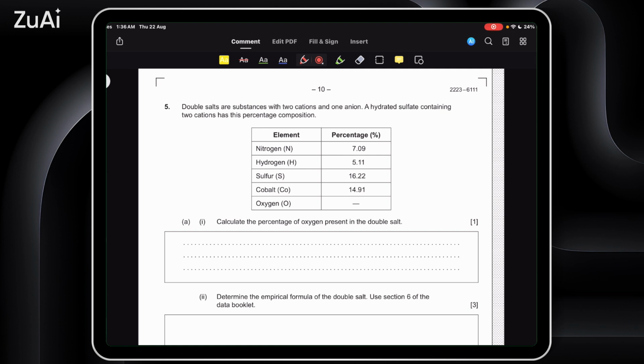Double salts. Calculate the percentage of oxygen present in the double salt. That's so easy. How do we calculate the percentage? The only thing we left is oxygen. So add all of them and subtract from 100. 100 minus the sum of all of them, like 7.09 plus 5.11, 16.22 plus 14.91.